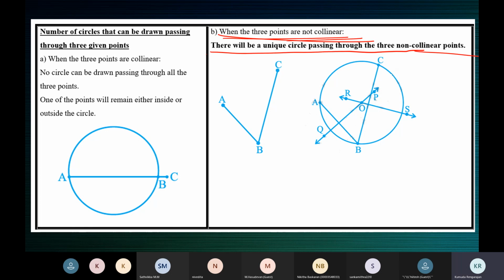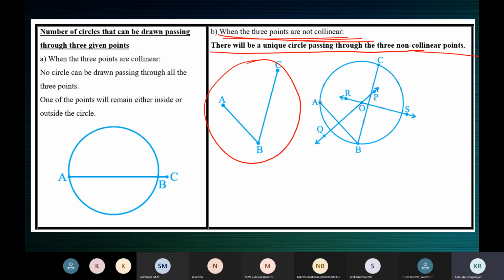When the 3 points are collinear, you cannot draw one circle passing through all the 3 points. When the 3 points are not collinear, like as you see here, there's one and only one circle. You can see a circle passing through A, B, and C. There is a unique circle passing through three non-collinear points.